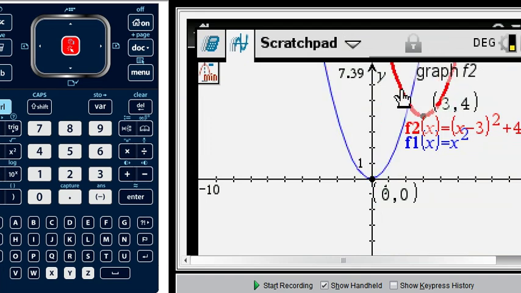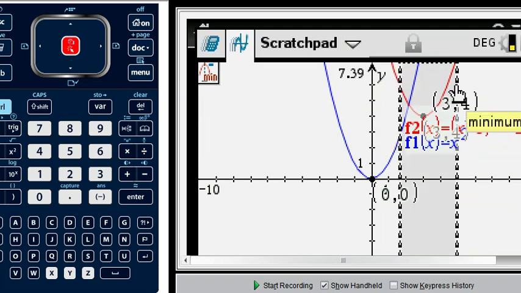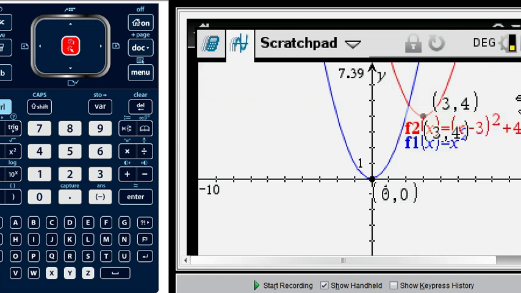So it says graph 1 or graph 2. I want to make sure graph 2 comes up. I hit the lower bound. Then I move it to the other side, hit the upper bound, and 3, 4 comes up.